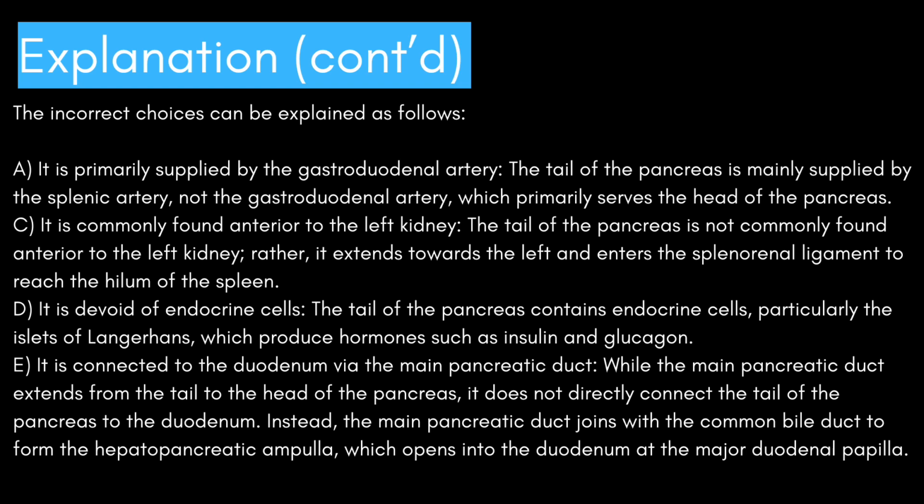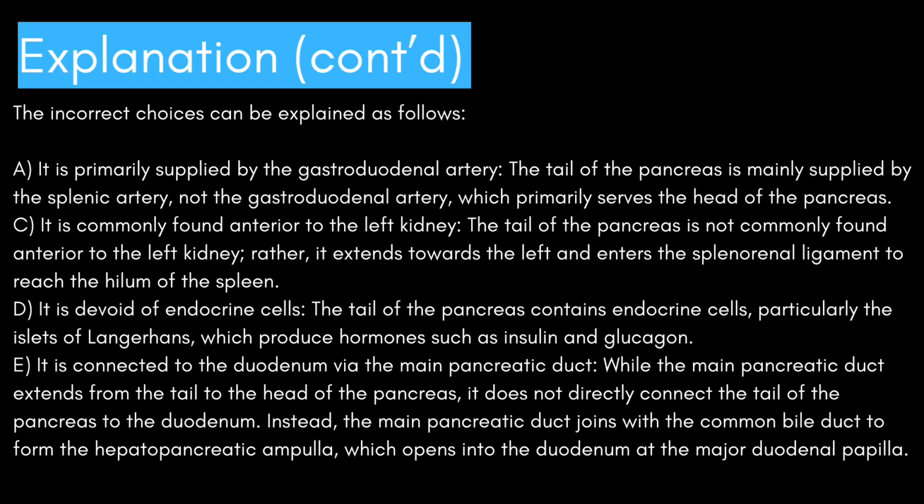D. It is devoid of endocrine cells. The tail of the pancreas contains endocrine cells, particularly the islets of Langerhans, which produce hormones such as insulin and glucagon. E. It is connected to the duodenum via the main pancreatic duct. While the main pancreatic duct extends from the tail to the head of the pancreas, it does not directly connect the tail of the pancreas to the duodenum.